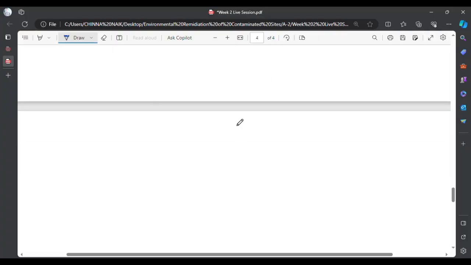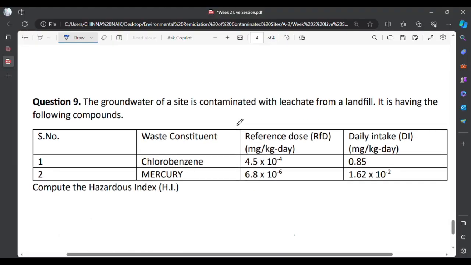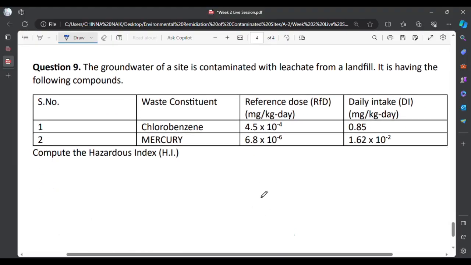So next, the final question, question number 9. This is the last question for this week. In the past two questions, they asked about risk for carcinogens. Here for non-carcinogens, we have to calculate hazard index or hazard coefficient. The groundwater of a site is contaminated with leachate from landfill. The waste constitutes chlorobenzene and mercury. They give the reference dose and daily intake.